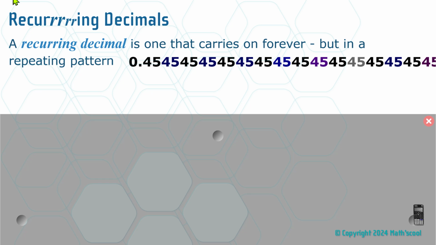Okay. Recurring decimals carry on forever. So this one is the 4 5s are carrying on forever. We write that as 0.45 with a dot on the 4 and a dot on the 5.